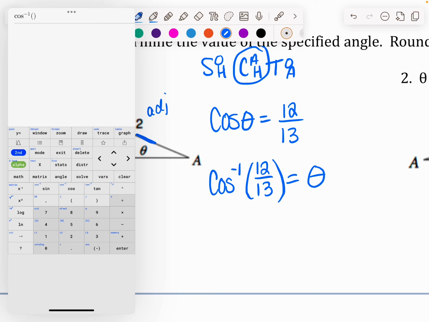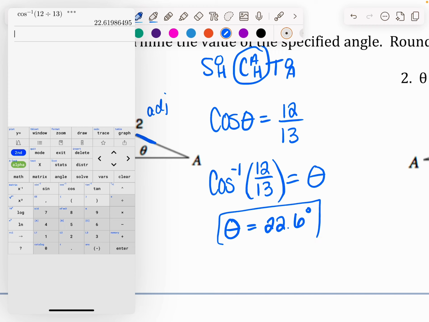Oh, okay, and then do 12 divided by 13, or use the fraction button. Make sure it closes the parentheses and hit enter, and you should get that your angle is 22.6 degrees.